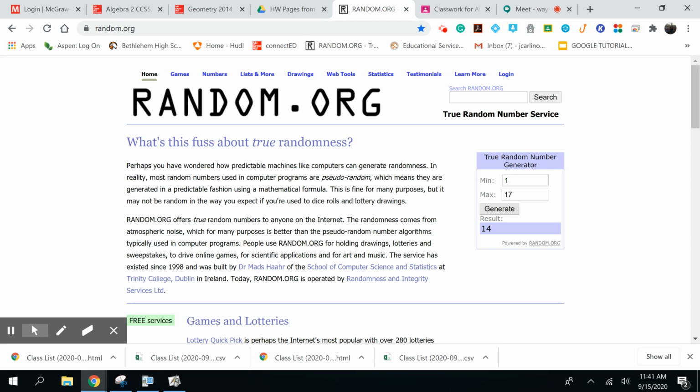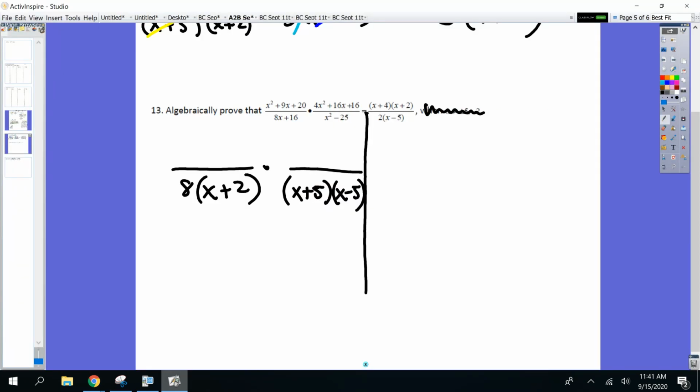Number 14. Yes, Abigail. New one today. What do you want to try here? The x squared plus 9x plus 20. Yep, what numbers are you looking at there? It's going to be x plus 5 and x plus 4. Nice work. Good work there. You guys are good today.